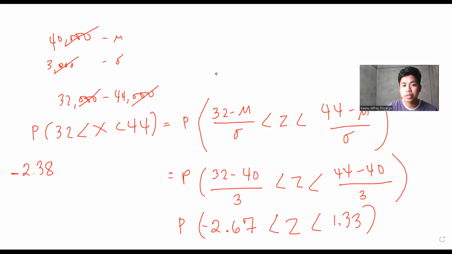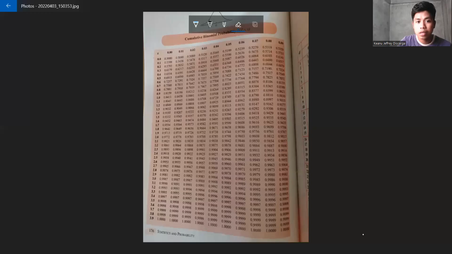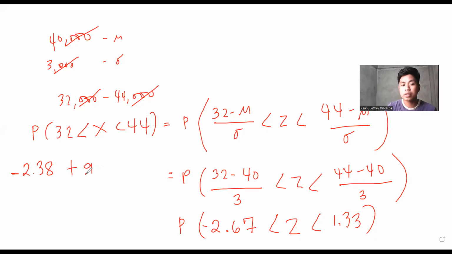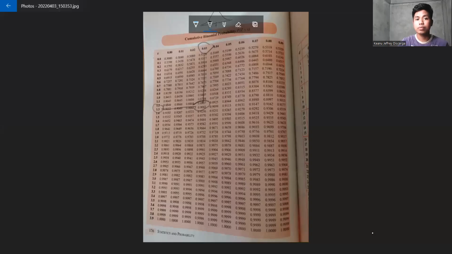How about 1.33? Okay, meron tayo dito 1.3 sa gilid. And kulang pa siya ng 0.03, diba? So, ito naman yun. Pag pinag-intersect natin sila, 0.9082. So, plus 0.9082. Tama ba? 0.9082.